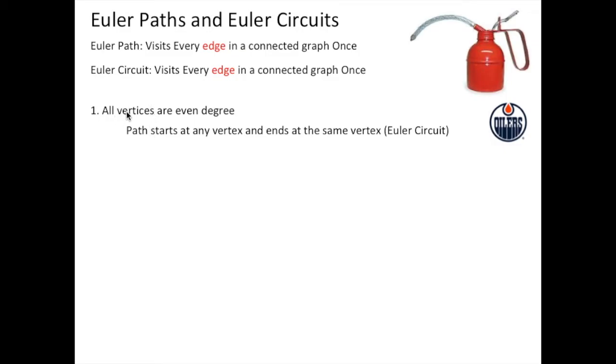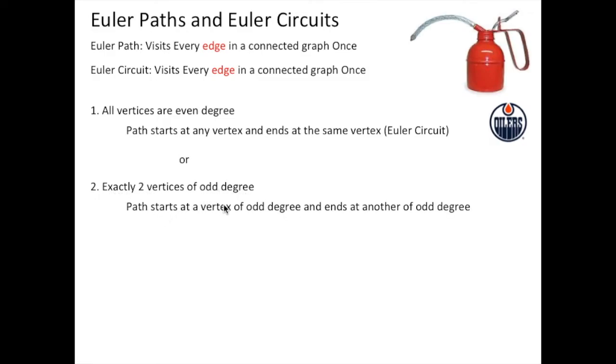One is when all the vertices have an even degree, and we'll look at an example of that. So the path starts at any vertex and ends at the same vertex. So that's an Euler circuit. Or we have exactly 2 vertices of odd degree, and the path starts at a vertex of odd degree and ends at another odd degree vertex. Euler is all about edges. Think the Edmonton Oilers are on the edge of their skates. The Euler paths, we visit each edge once.